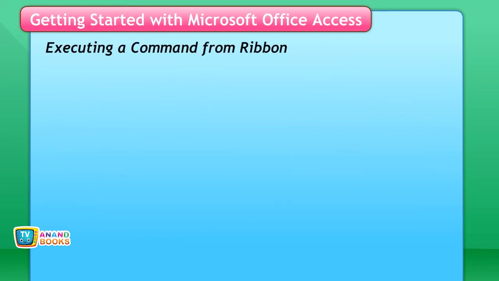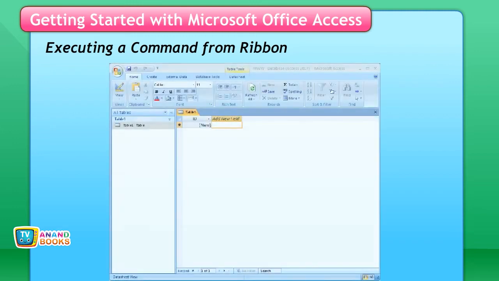Executing a command from Ribbon. 1. Start Access. 2. Click the appropriate tab for the command. The following table shows the commands available on each tab. The tabs and the commands available change depending on what you are doing.